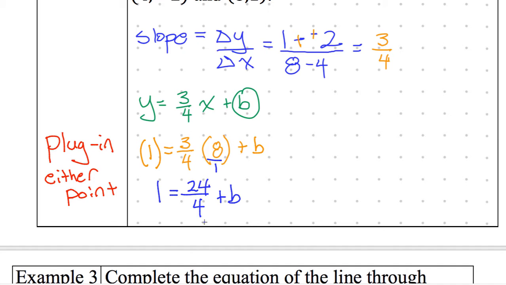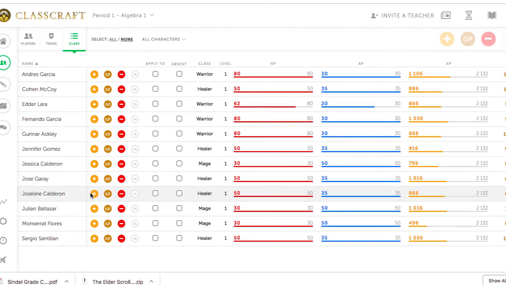All right, now I have 24 over 4. Can someone reduce 24 over 4 with a quiet raised hand? 24 divided by 4 reduces to, Jose? 6 over 1. So I'm going to come back up here because I ran out of room. And now I have 1 still on the left-hand side. Nothing happened. And 6 over 1, or just 6 plus b. 6 and b kind of look the same, but that is a 6 plus a b. I reduced 24 over 4 to just 6. All right, Jose got his XP.